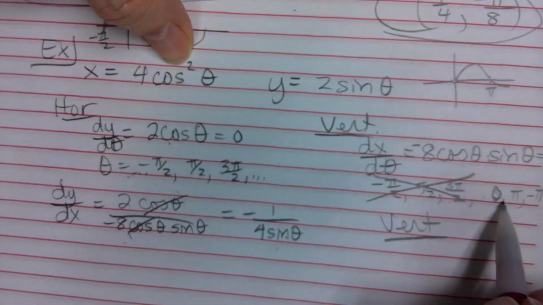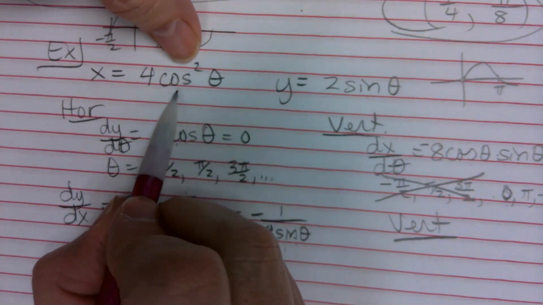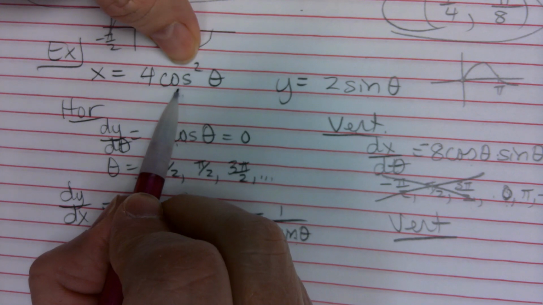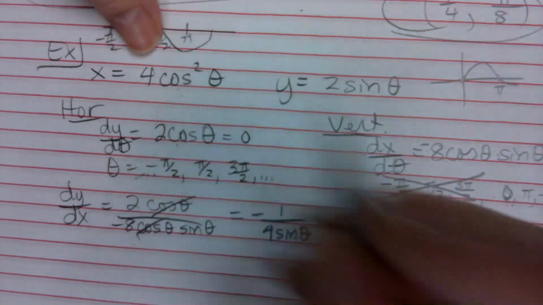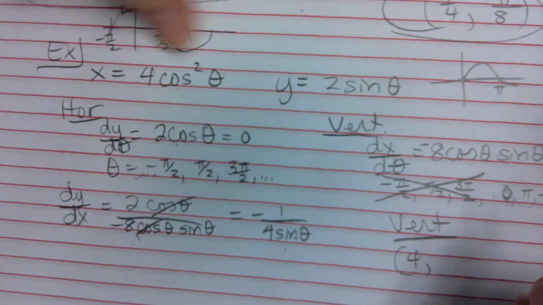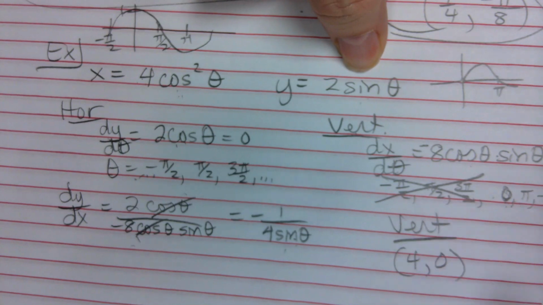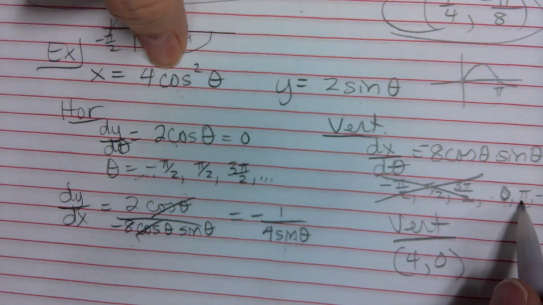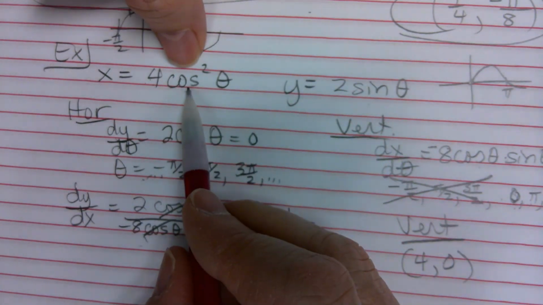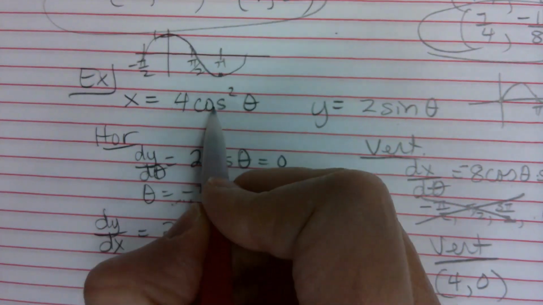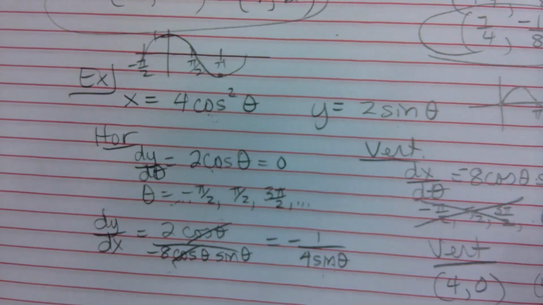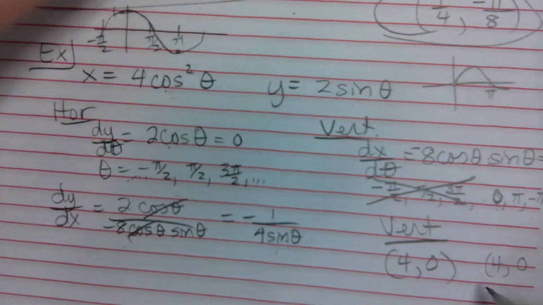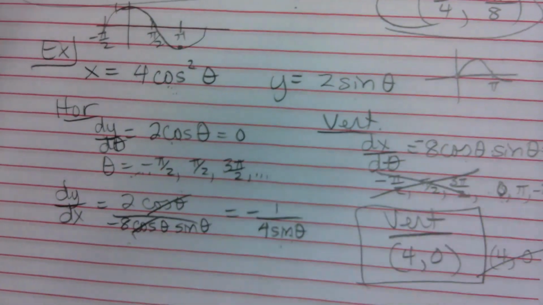Where theta equals 0, what is the cosine of 0? 1, squared is still 1, times 4. The sine of 0 is 0. At pi, the cosine is negative 1, correct? Squared is still 1, so that would be 4. And the sine is still 0. All of these are going to be the same points. We literally have 1 point.